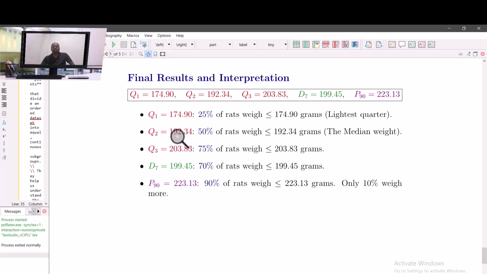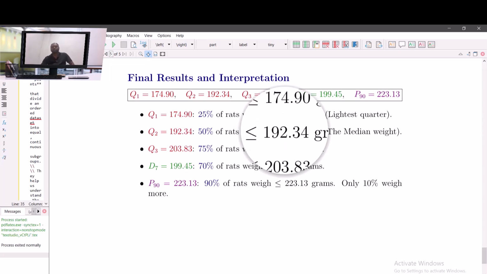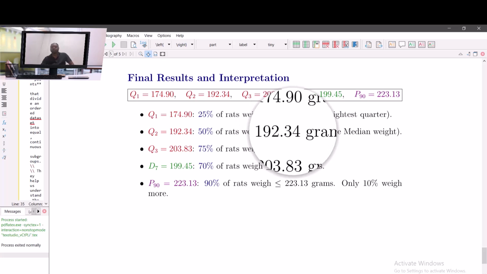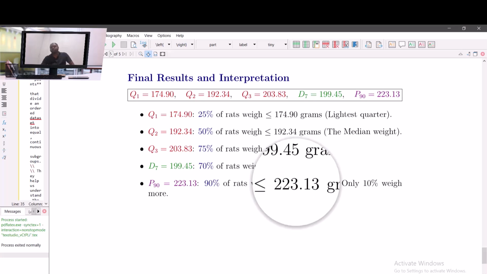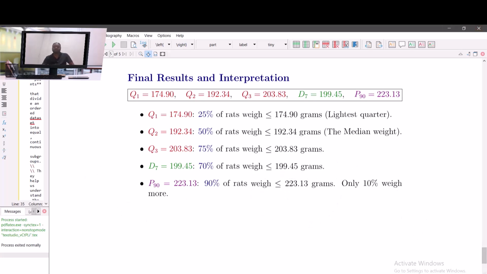Quartile 2 is 192.34, meaning 50% of rats weigh less than or equal to 192.34 grams, the median weight. For example, D7 is 199.45, meaning that 70% of rats weigh less than or equal to 199.45 grams. P90 means that 90% of rats weigh less than or equal to this number. Only 10% weigh more. Thank you.